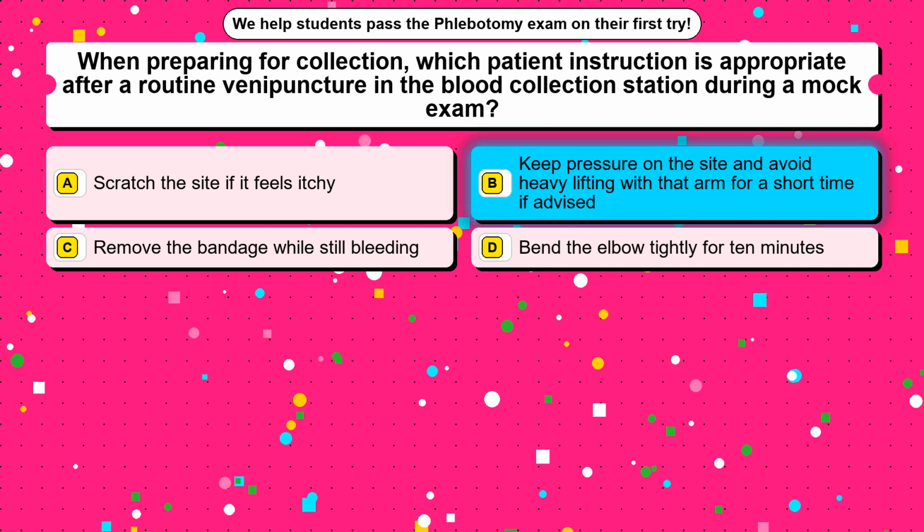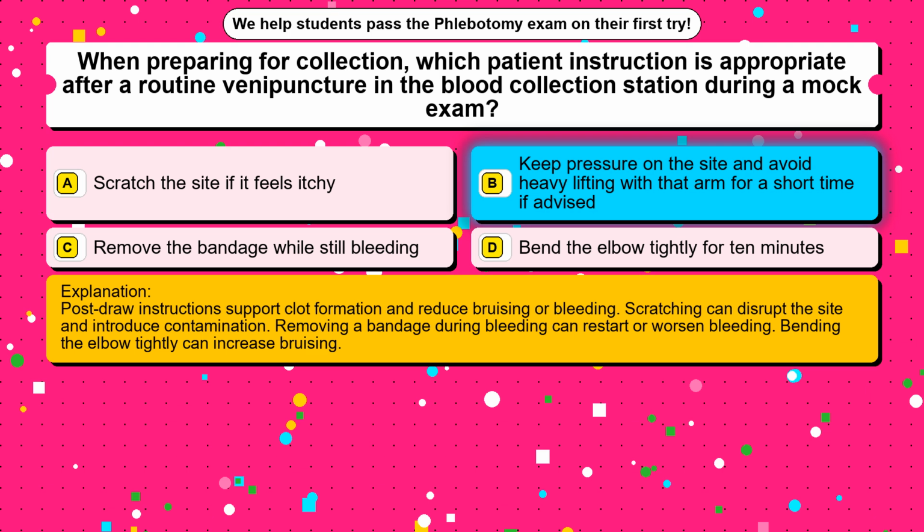The correct answer is option B. Keep pressure on the site and avoid heavy lifting with that arm for a short time if advised. Post-draw instructions support clot formation and reduce bruising or bleeding. Scratching can disrupt the site and introduce contamination. Removing a bandage during bleeding can restart or worsen bleeding. Bending the elbow tightly can increase bruising.